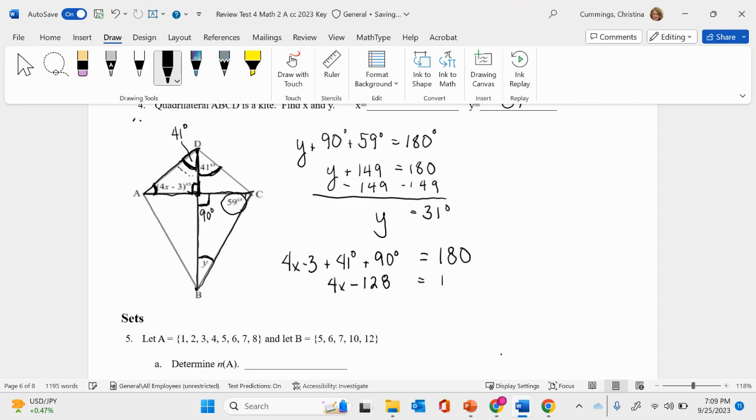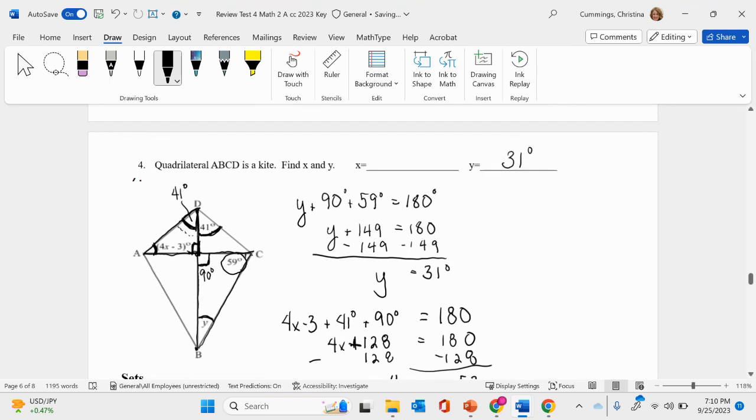So we have this. Positive 128. I'm sorry, guys. It's positive 128. Let's subtract 128 from both sides. That's going to be what? 52. So 4x equals 52. Divide both sides by 4. X is equal to what? 13? Yep, x is equal to 13. So we have x, we have y, we're good to go.